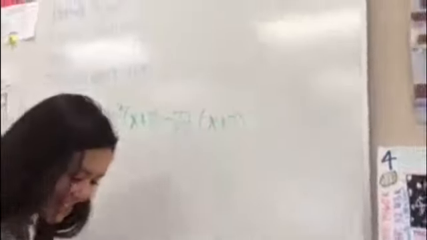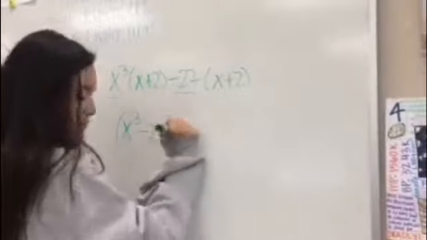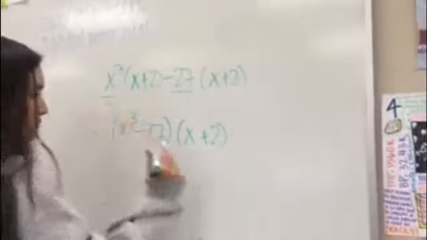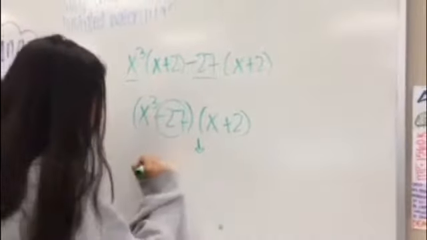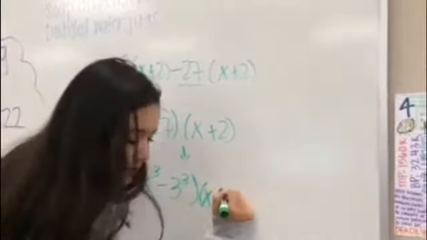Since in the parentheses of both groups I have x plus 2, they become one group of their own, and x to the third minus 27 becomes a group as well. In order to factor further in the problem later, I'm going to change the negative 27 to a negative 3 to the third.